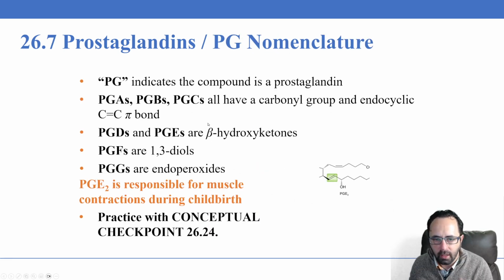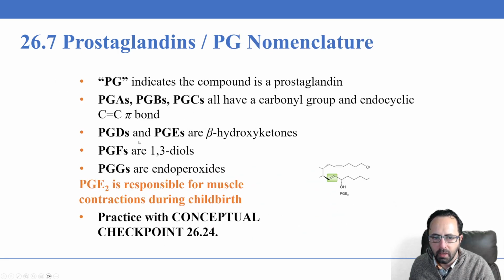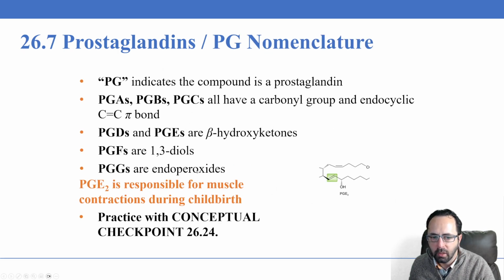So the PG here indicates prostaglandin. PGA, PGB, and PGC are all going to have carbonyl groups and an endocyclic carbon-carbon pi bond. So going back to these, they're all going to have the ketone and an alkene group. So that's PGA, PGB, PGC. PGD and PGEs are beta hydroxy ketones, so that's these two right here, having a ketone and a hydroxyl group. PGFs are diols, PGGs are endoperoxides.